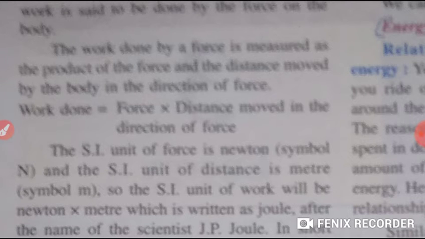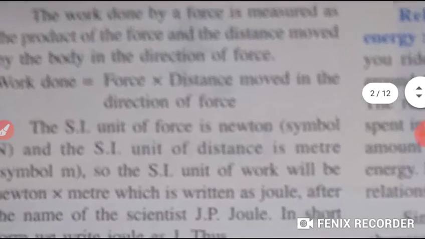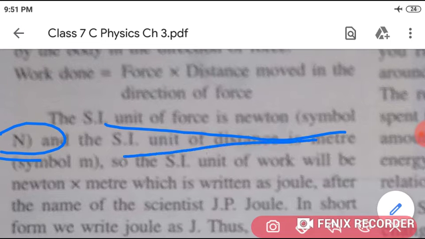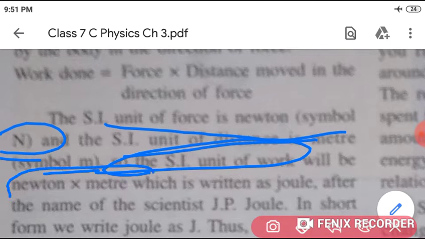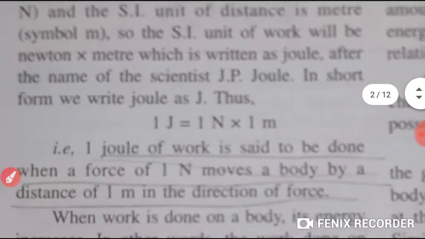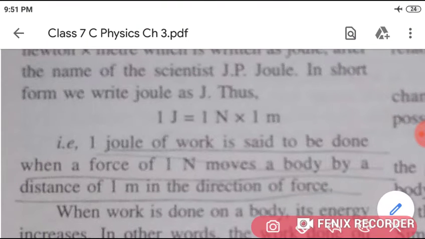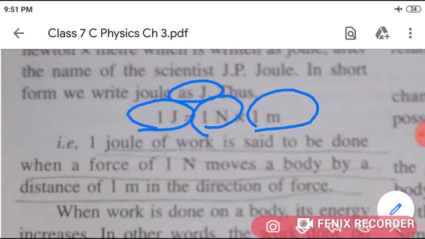So students, what is the SI unit of force? Underline this, students: the SI unit of force is Newton, and we write it by the symbol N. The SI unit of distance is meter, written as M. So what will be the SI unit of work? That will be Newton into meter, and we write it as Joule, after the scientist J.P. Joule. In short form, we write Joule as J. So 1 Joule is equal to 1 Newton multiplied by 1 meter.